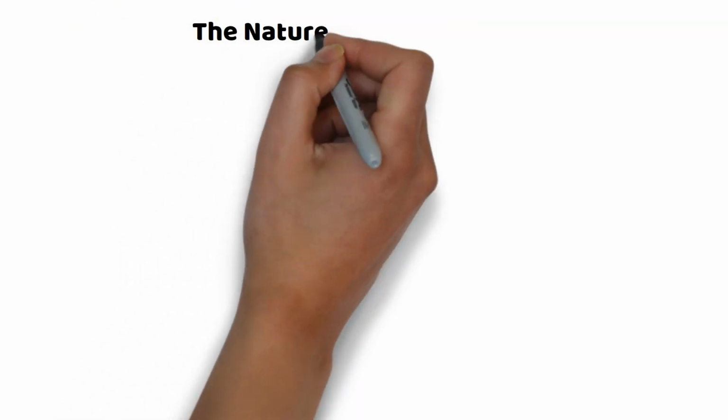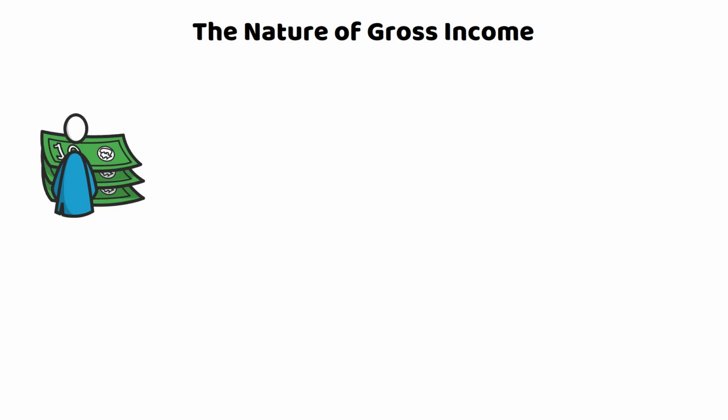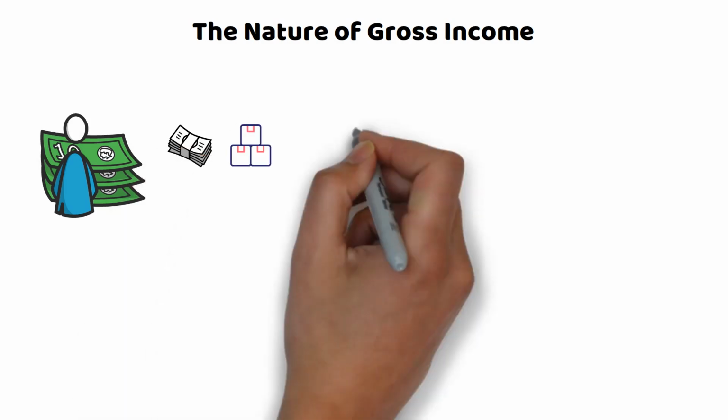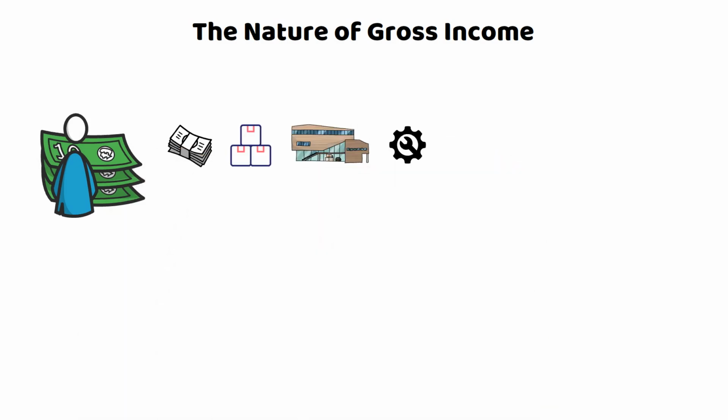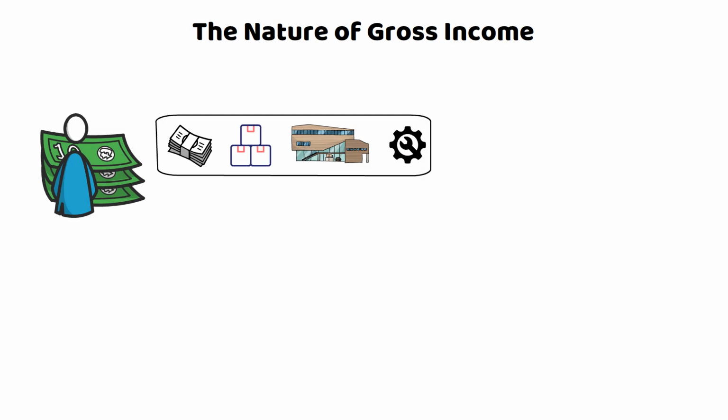The nature of gross income. Gross income, as defined by the Internal Revenue Code, encompasses all income an individual receives in the form of money, goods, property, and services that are not tax-exempt. However, gross income is not just a summation of one's earnings. It reflects a variety of income sources, each with its own tax implications.